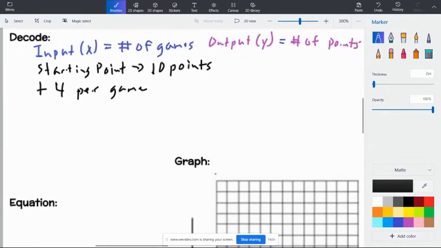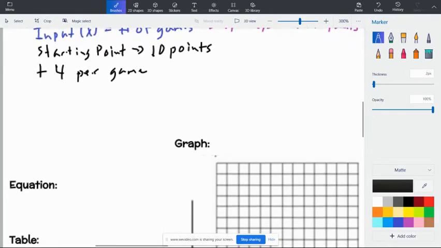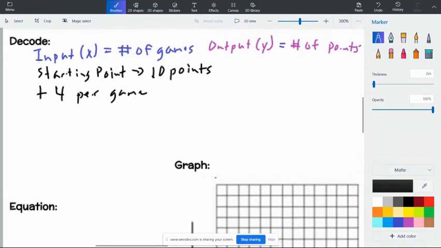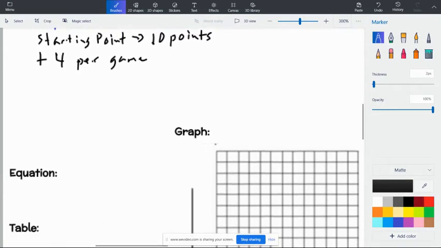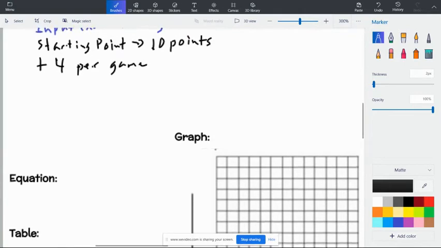Then what you can do is take that information, your input, your output, your starting point, and your rate of change, and you can form an equation. So y, our output, is going to equal 10, which is our starting point, plus our rate of change, which is 4, times x, the number of games.